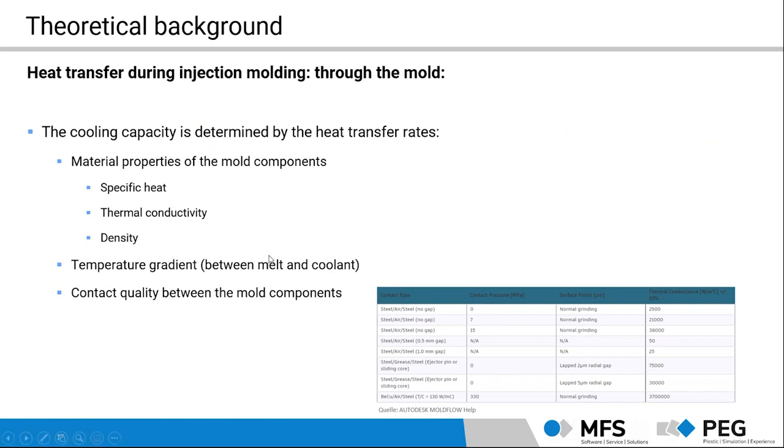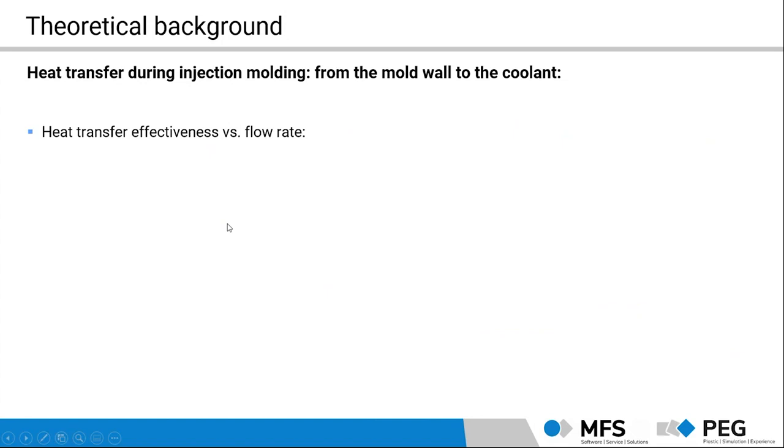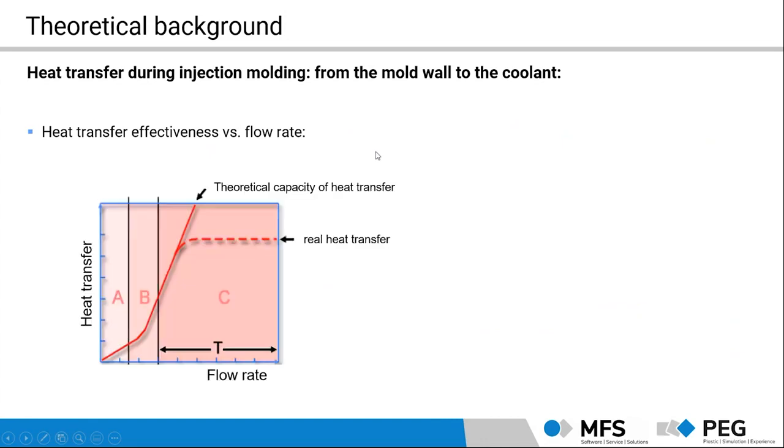But also, and one of the main points is the heat transfer from the mold wall to the coolant. Here we are talking about Reynolds numbers. I think every one of you has heard about that. What does it mean, and how can we affect the Reynolds number and therefore the flow rate of the heat? And we will talk about the capacity which is theoretically possible, how fast we can transfer the heat through the mold and to the water.